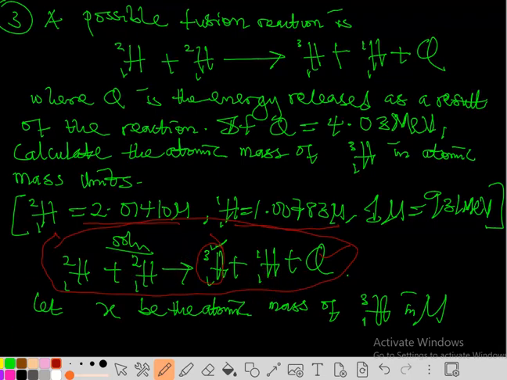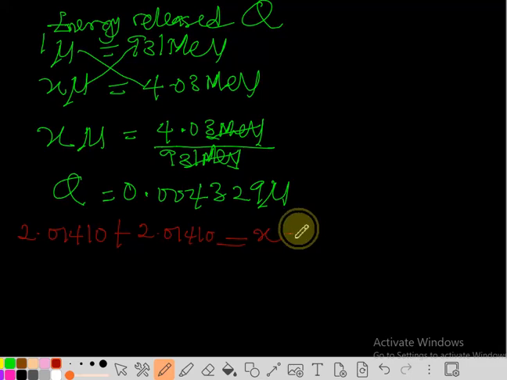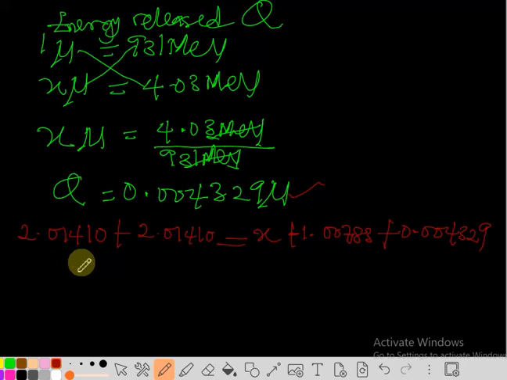So that gives: deuterium, now deuterium is 2.01410, plus another deuterium 2.01410, equals, that means to give tritium, our tritium is the unknown X, plus protium, which is 1.00783, then plus Q, which is the energy released now in atomic mass unit, 0.004329. Do the necessary additions.